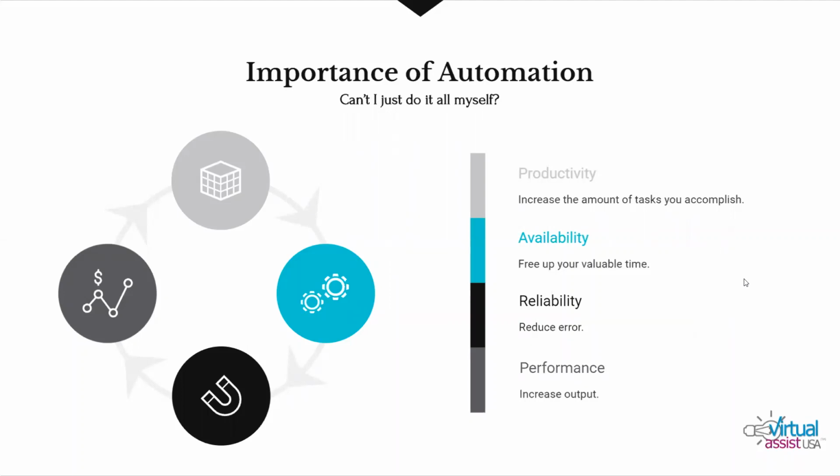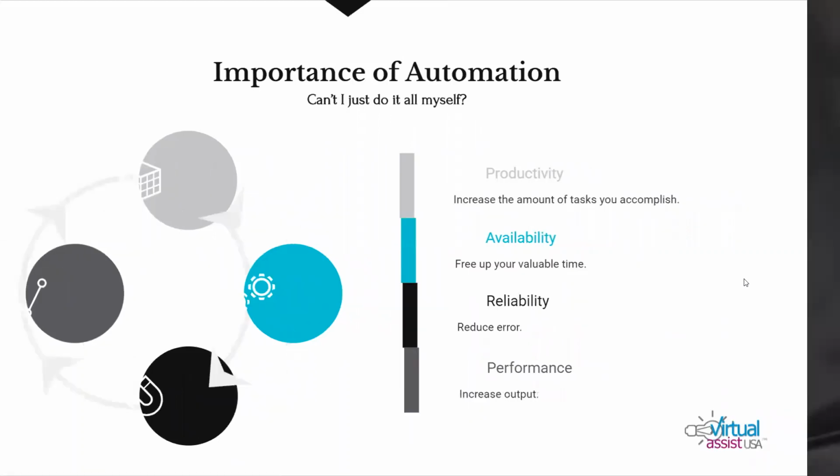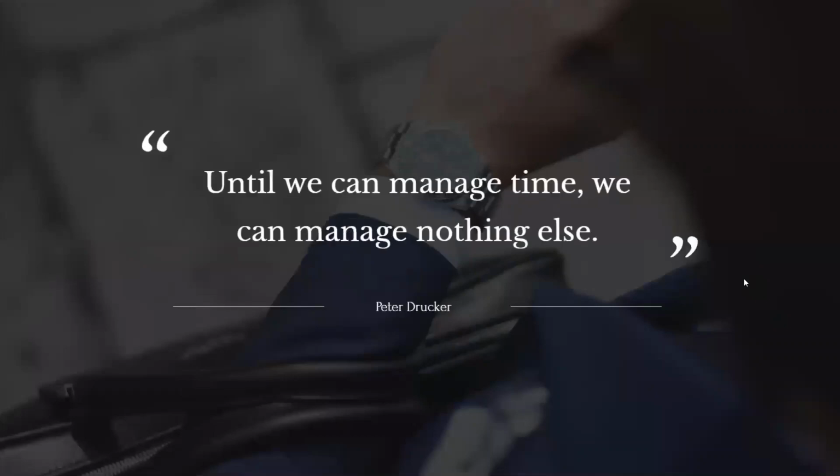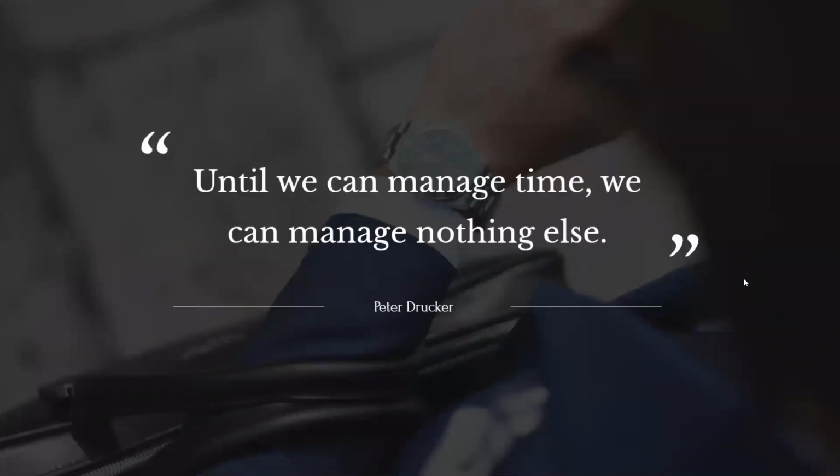Automation can truly help with productivity, availability, reliability, performance, and ultimately the end of the day results. I want to take a minute here to look at a quote by Peter Drucker. Until we can manage time, we can manage nothing else. This really resonates with me. I focus a lot on time management and delegation to make sure at the end of the day, we are obtaining as much as we could with actionable items and deliverables.